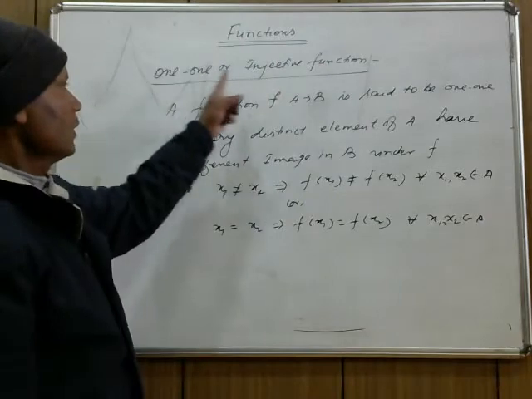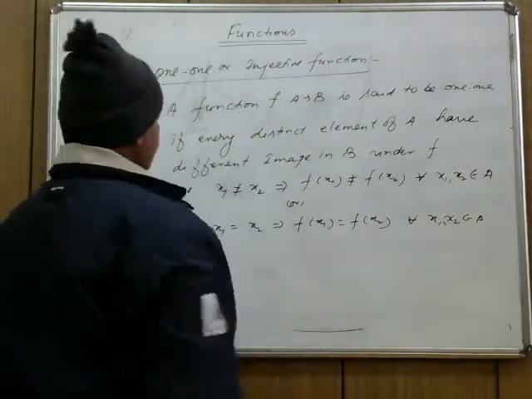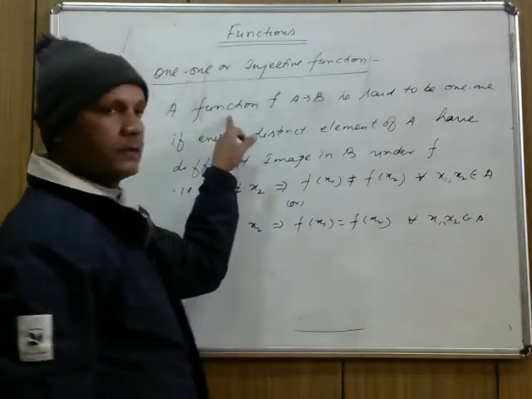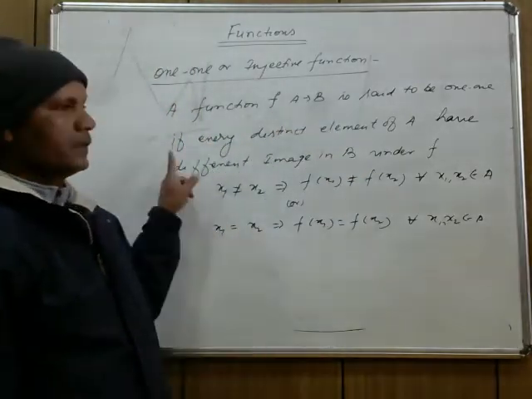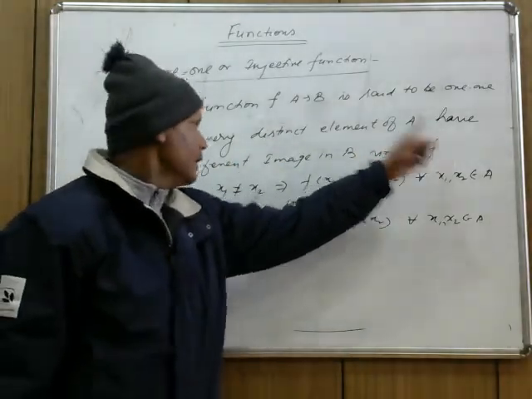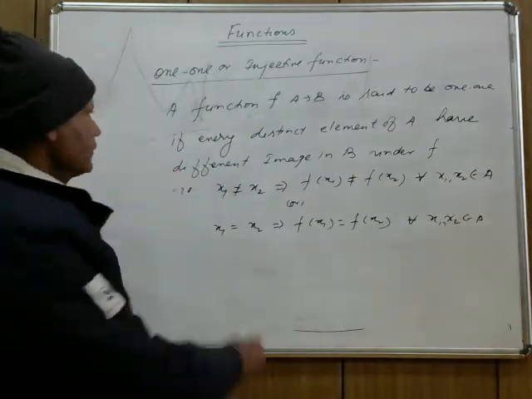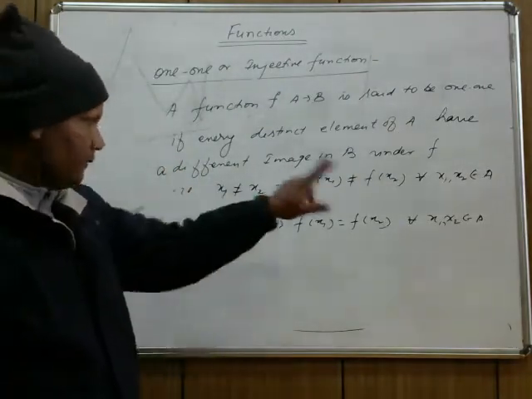Now I will discuss the definition of a 1-1 or injective function. So another name of 1-1 is injective function. A function f from A to B is said to be 1-1 if every distinct element of A has a different image in B under the given function f.